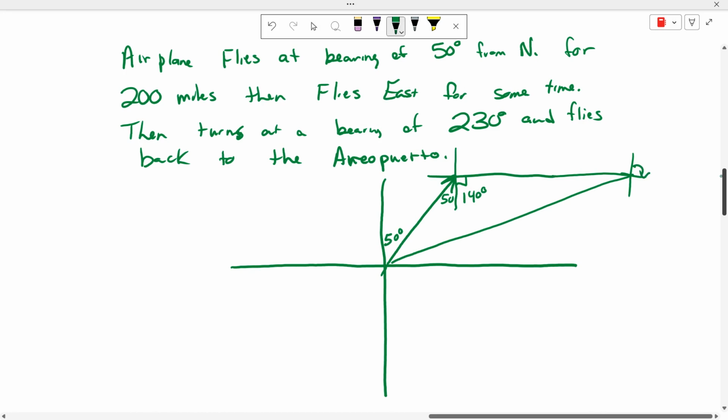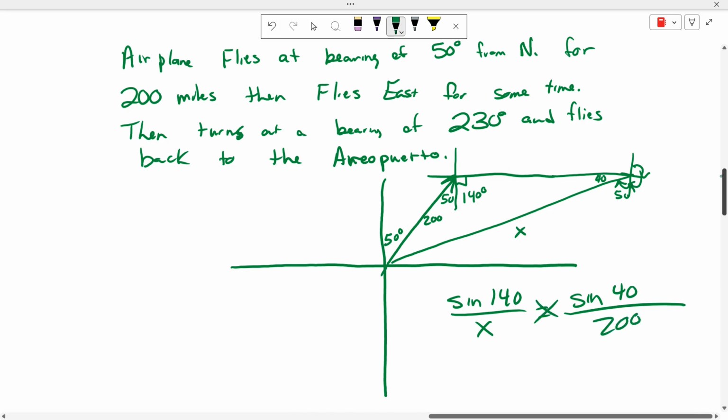So if this is 90 and this is 180, 230 goes to here. So that's 50 degrees down here. So it's 40 degrees here, right? And if this is 200 miles, I have enough to figure out what x is. So the sine of what over x? What's the angle opposite of x? The sine of 140 over x equals the sine of what over what? 40 over 200.